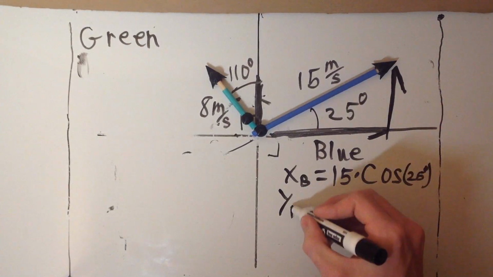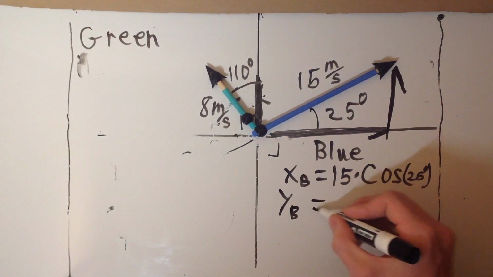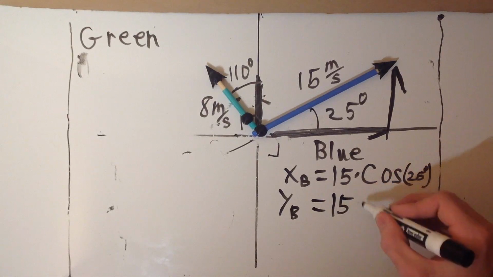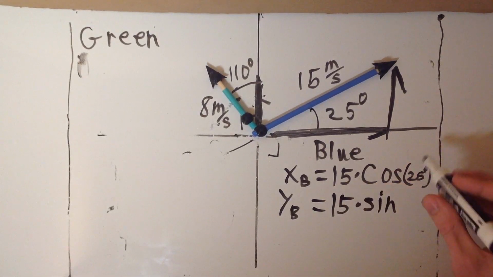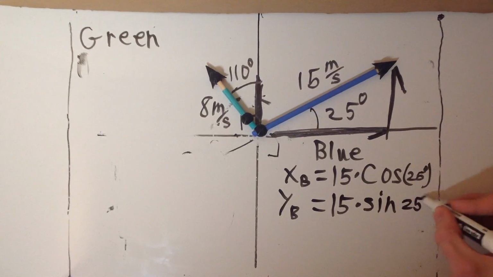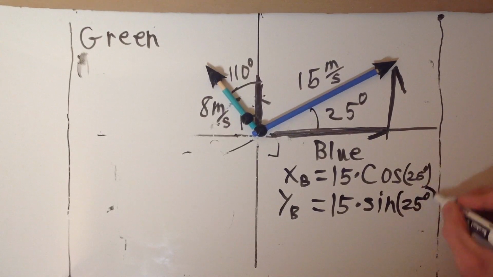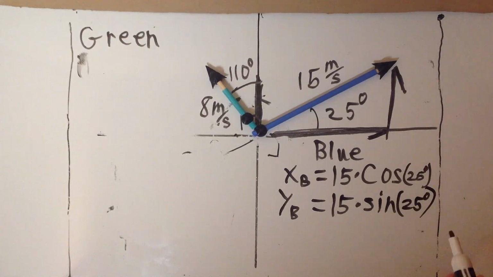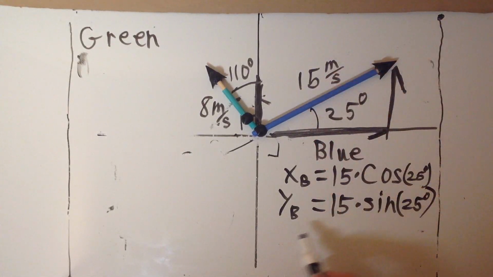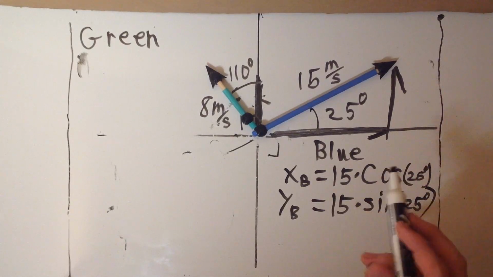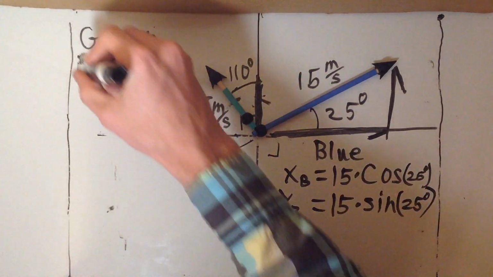And y of blue is going to equal 15 times sine of 25 degrees. Now remember, sine is going to be your y, cosine is going to be your x in all cases during this first test. So that's easy, you can remember that. So fairly simple, two equations to find the x and y.